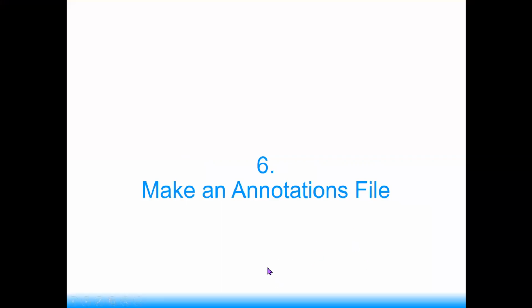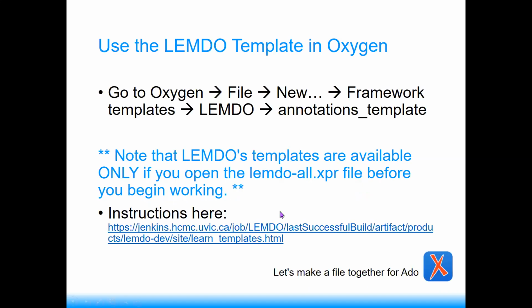So number 6. So how do you make an annotations file? I'm going to go through the instructions and then we're actually going to do it. So LEMDO has created for you a number of template files, which means you can create a brand new file in Oxygen, and the basic encoding will already be in place for you. We have made 5 or 6 templates now, and we're making more. So the idea is that if you're a new editor, you're never starting from a blank XML file. You're starting from a template that has the basic encoding in place and lots of instructions.